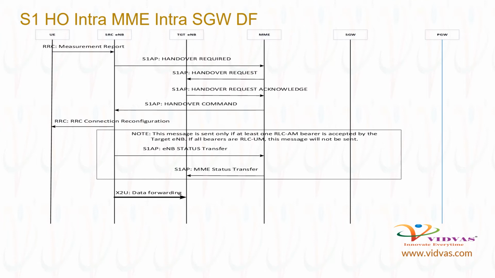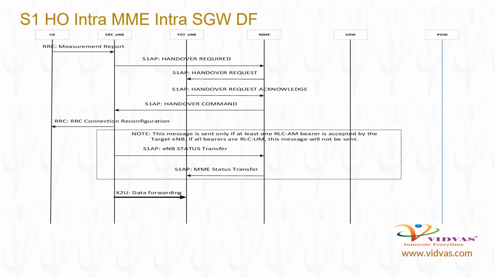S1 AP ENB status transfer is sent by source ENB to MME, only if at least one RLC-AM bearer is accepted by the target ENB. If all bearers are RLC-UM, S1 AP ENB status message will not be sent. MME sends S1 AP MME status transfer to target ENB.